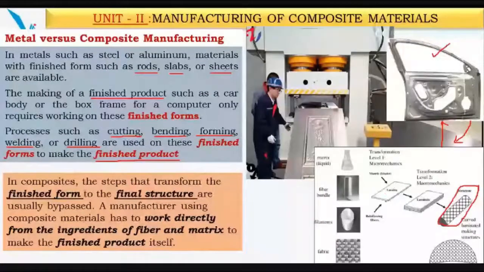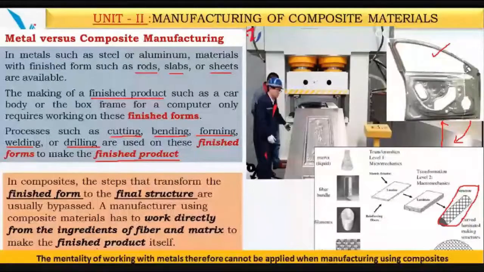Prepreg is another option, but that is an intermediate stage, and still it is not like metals, because storing and handling these things is very difficult. So everything you have to start from scratch to get to the finished product. There are no intermediate steps like in manufacturing metal components. This is the basic difference. The mentality of working with metals therefore cannot be directly applied when manufacturing composites. This is totally different.